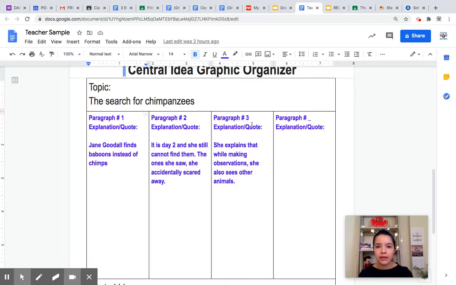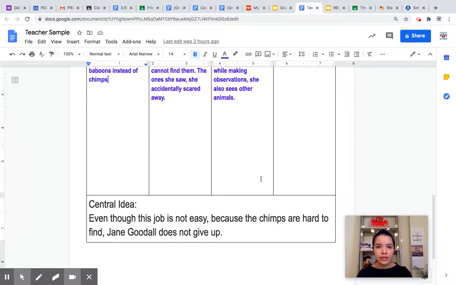Okay, the next paragraph example. She explains that while making observations, she also sees other animals. Okay, so she's there not to have a picnic, not for vacation. She's there to search for chimpanzees. But while she's there, she also sees other animals around. So that could also be an example as evidence to support this topic. I did not give a sample paragraph 4, but on your own work, you will be finding a sample paragraph 4.